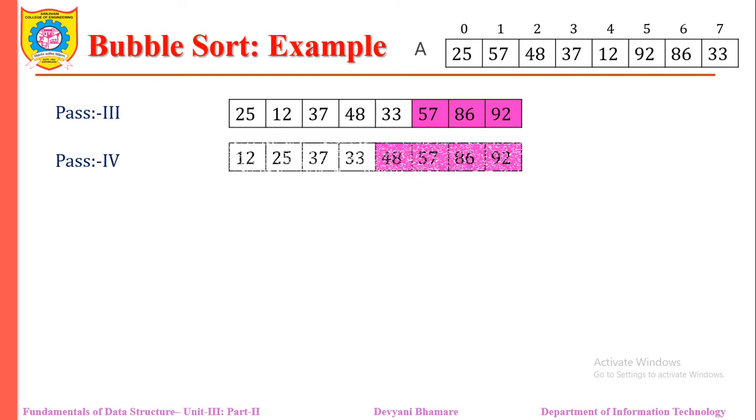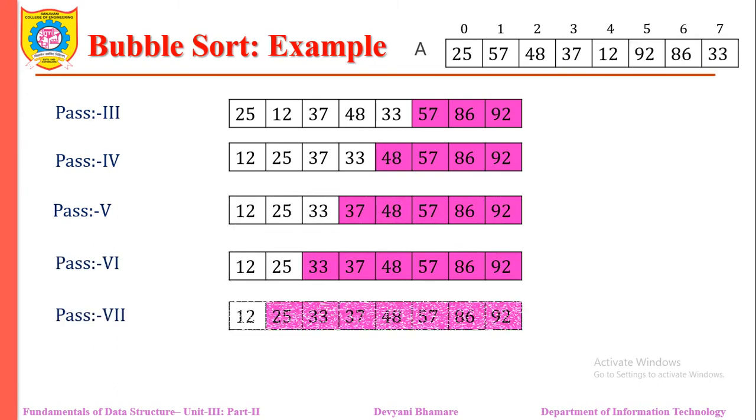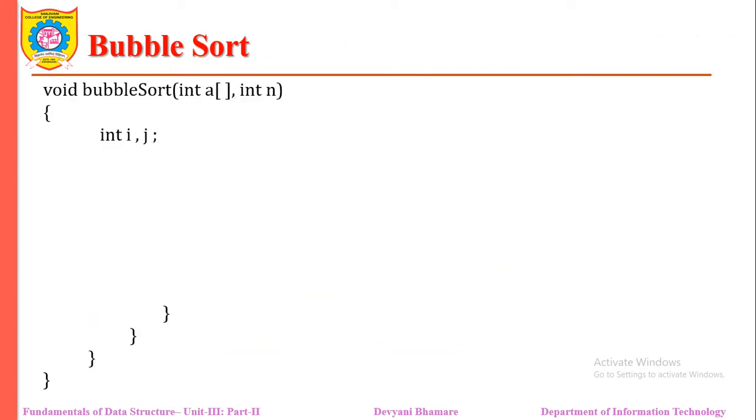This is the output of pass 4. This is the output of pass 5. This is the output of pass 6 and the output of pass 7. Means we are getting that the total number of passes is n minus 1. Okay, so as here the total number of elements is 8 and the number of passes is 7. Let me see how bubble sort works.